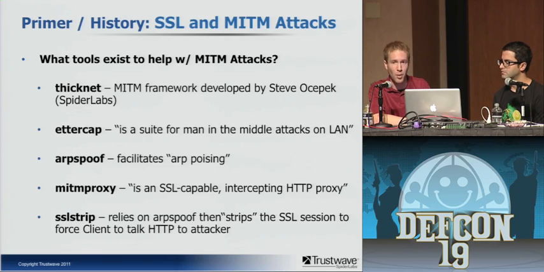You can also use more basic tools like arpspoof, which just spoofs ARP, exactly what it sounds like, to cause packets to be redirected to you, and then you can use other tools to intercept and modify those packets. Specifically, things such as SSLstrip or SSLsniff. And then there's also things like mitmproxy, which is just an SSL-capable, intercepting HTTP proxy.